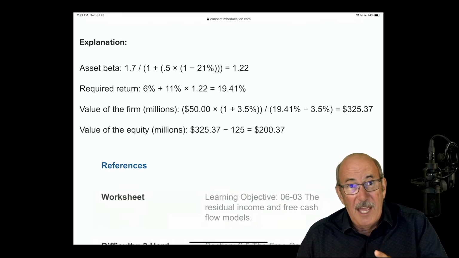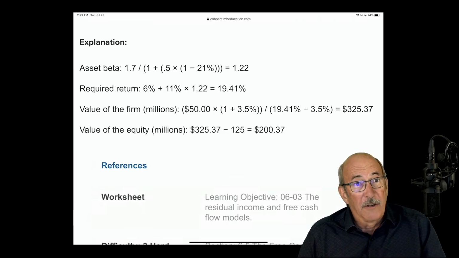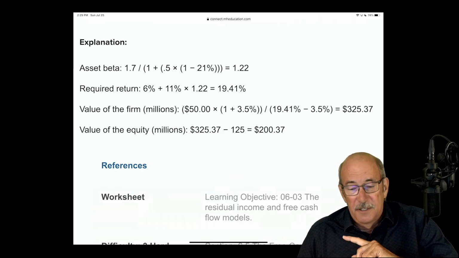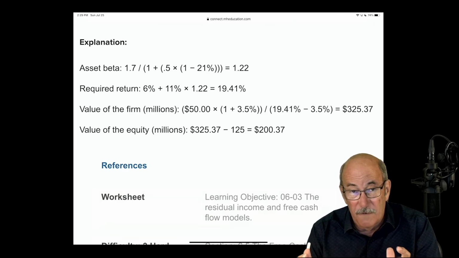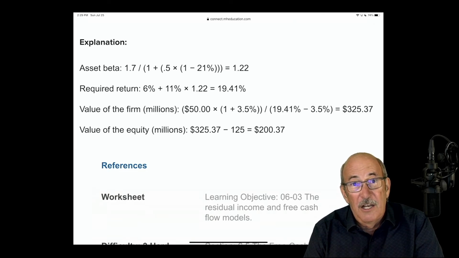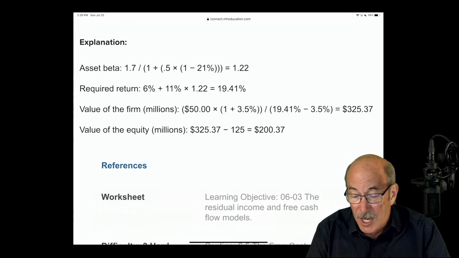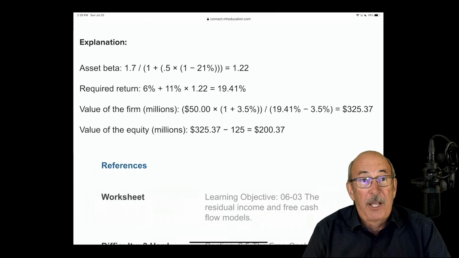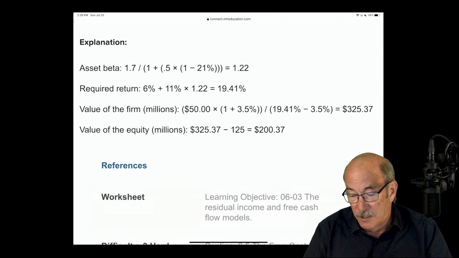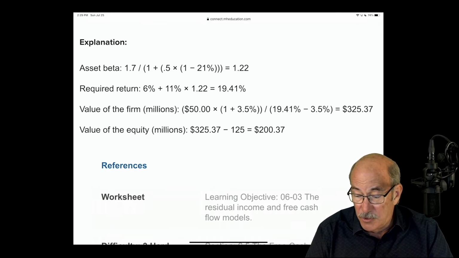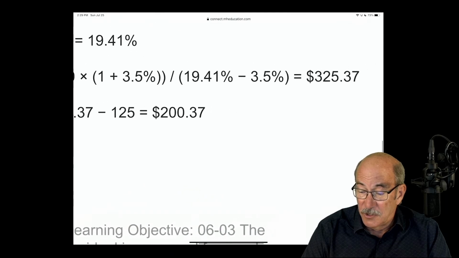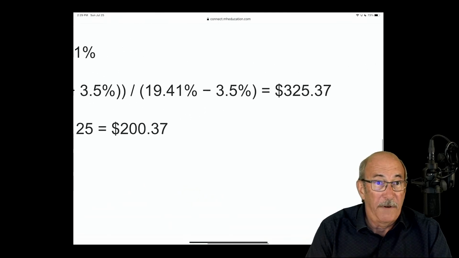If we multiply that by the expected growth rate of free cash flow, the value in the brackets will give us the free cash flow at time 1, at the end of year 1, so next year. And then we're going to divide that by K minus G. So K is, of course, that 19.41%, and G is 3.5%. And when we do the math, that gives us a total value of the firm of $325 million.